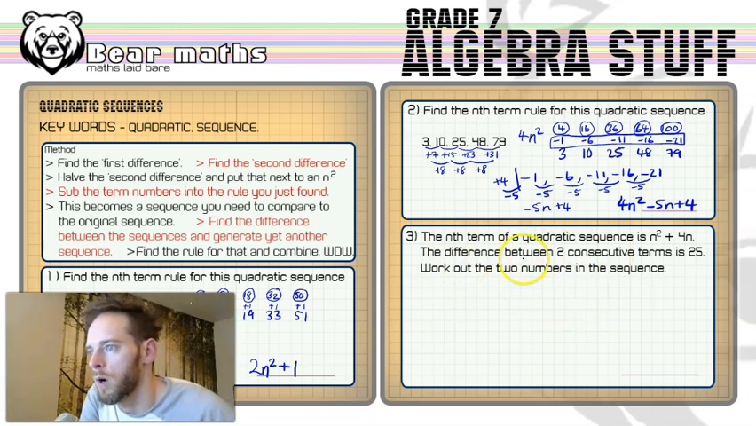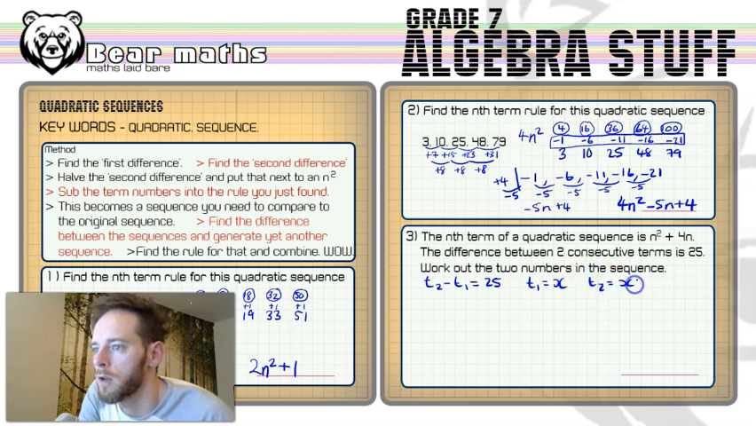So what I would do is attribute a letter to term number 1 and term number 2. If I'm working out the difference, I want to take the bigger one and take away the smaller one from that. So I'm going to say that term number 2 minus term number 1 would equal 25. There's our difference. Now I'm going to call term number 1 x, and term number 2 x plus 1.